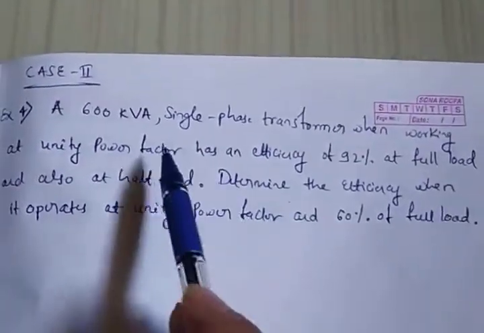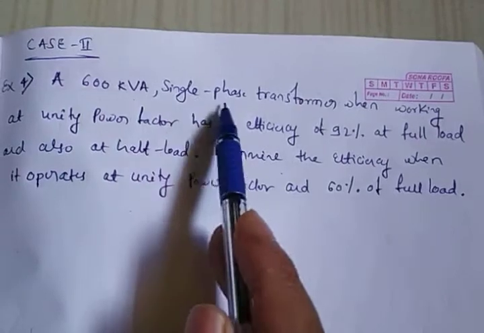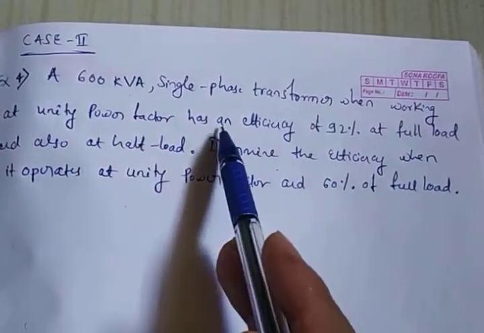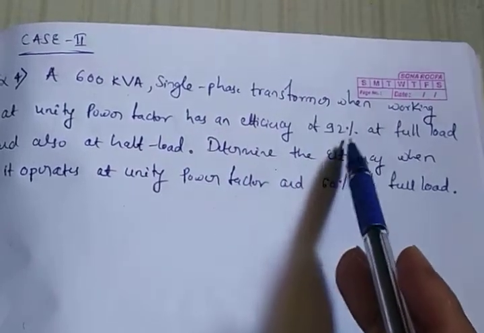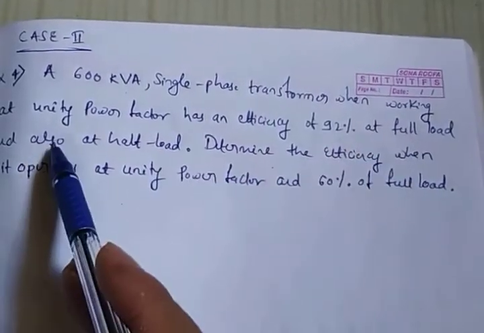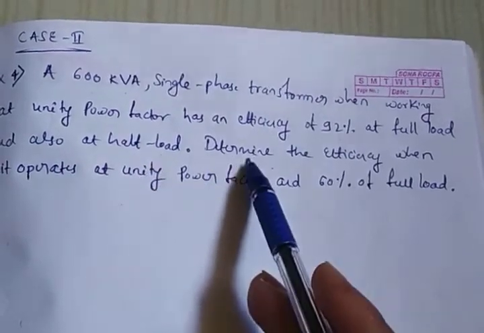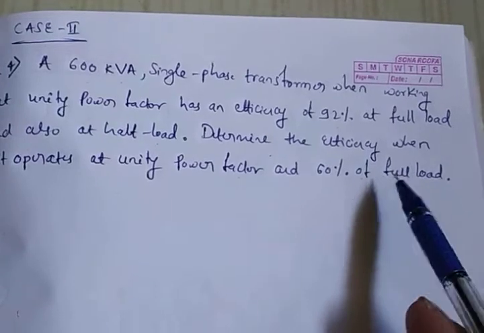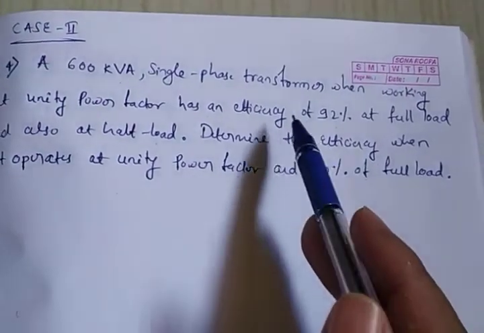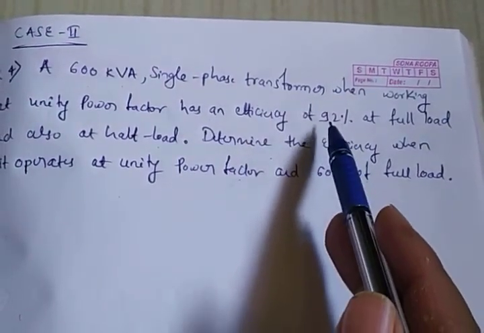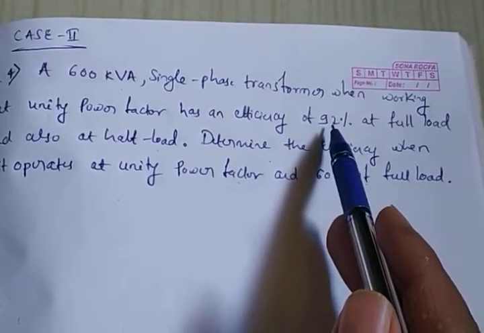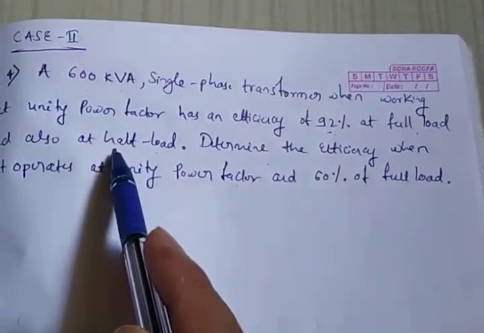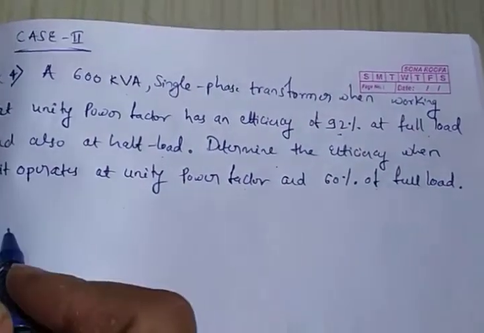So see the question. A 600 kVA single phase transformer when working at unity power factor has an efficiency of 92% at full load and also at half load. Determine the efficiency when it operates at unity power factor and 60% of full load. So the question says that the efficiency of the single phase transformer is 92% at full load condition and 92% at half load condition. So two data are given.